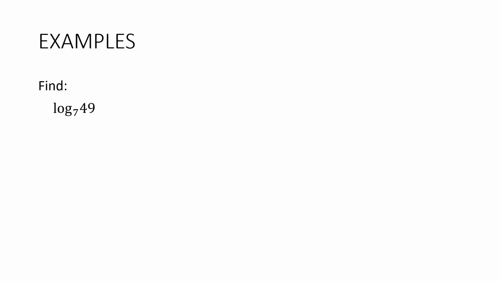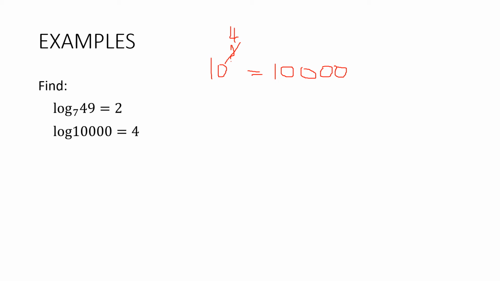Log base 7 of 49. So it is 7 to the power of what is 49? 7 squared is 49, so the answer is 2. This one's log base 10, remember? So 10 to the power of what is 10,000? Now, you might remember the little trick for this. Do you remember that it's how many zeros there are after the 1? So there's 4. So 10 to the power of 4 is equal to 10,000, so the answer is 4.